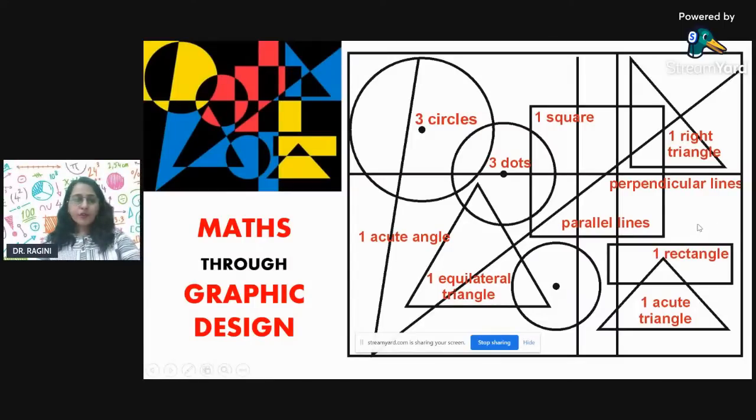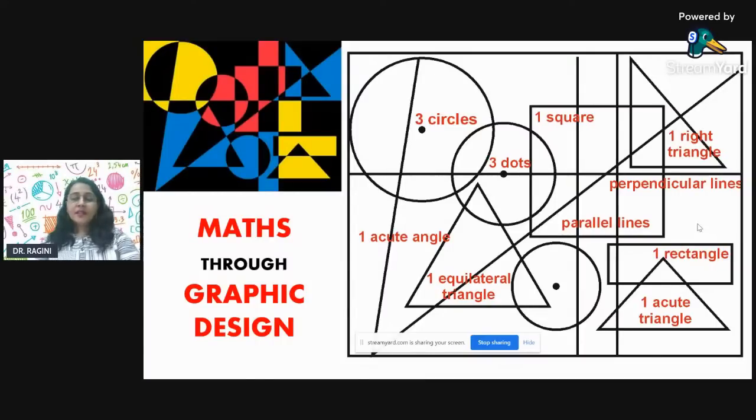So such types of projects can be given to kids to make their own graphic design, and then afterwards they can fill colors accordingly. Maths is used all the time in graphic design. Things such as measurement, alignment, proportions, and ratios are mathematical concepts often used by graphic designers to make their designs well balanced and attractive.